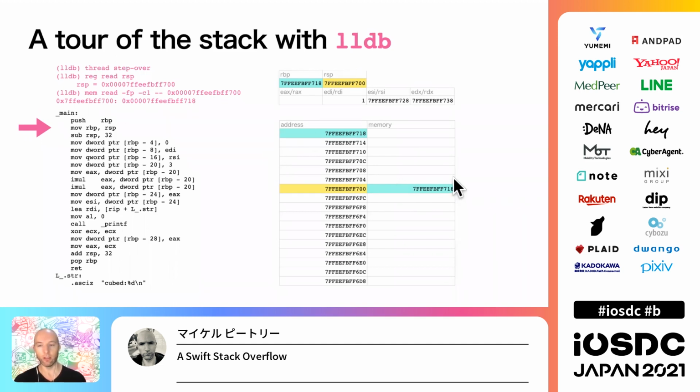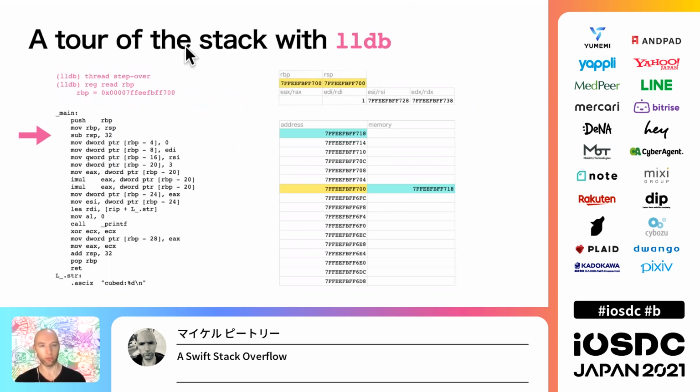Now, the reason we do that is because we are going to overwrite the old RBP with our new base pointer. So to establish that new RBP, we simply copy the RSP, the current stack pointer, into the RBP, and that's what this instruction does. As we can see, it has copied the RSP into the RBP.